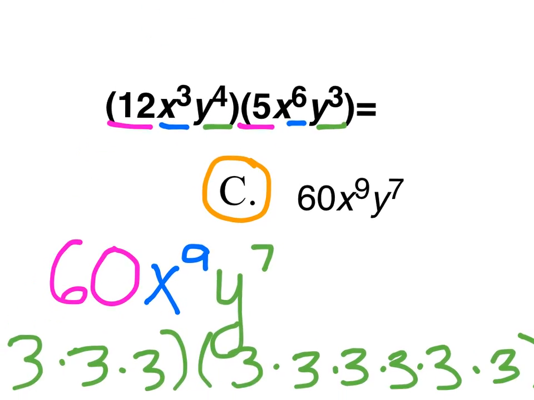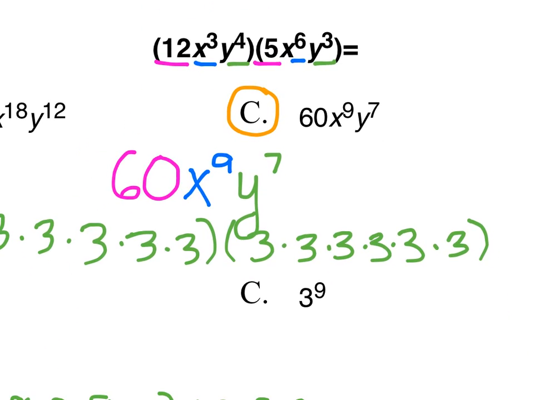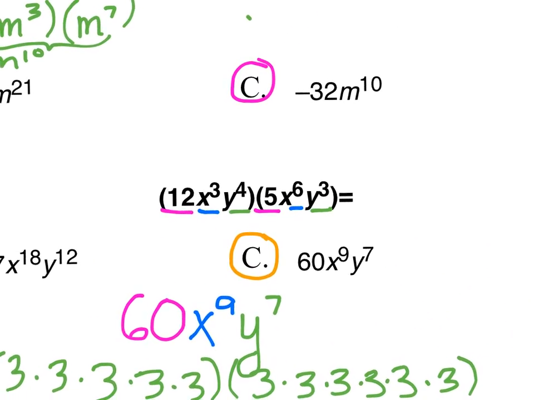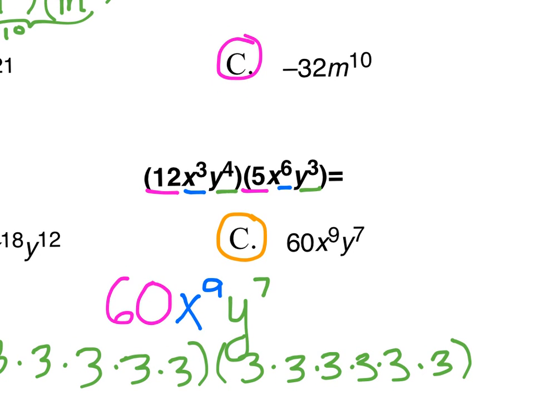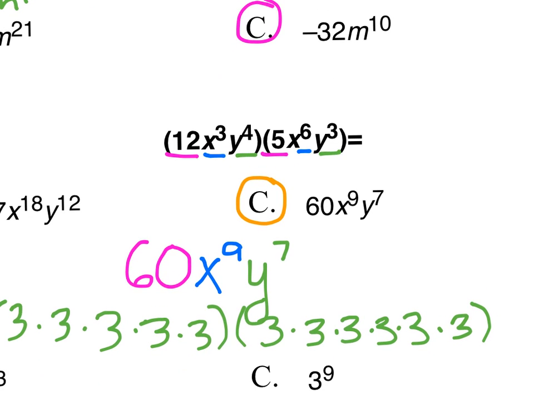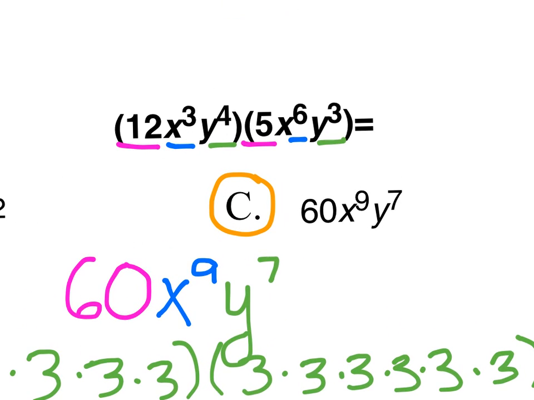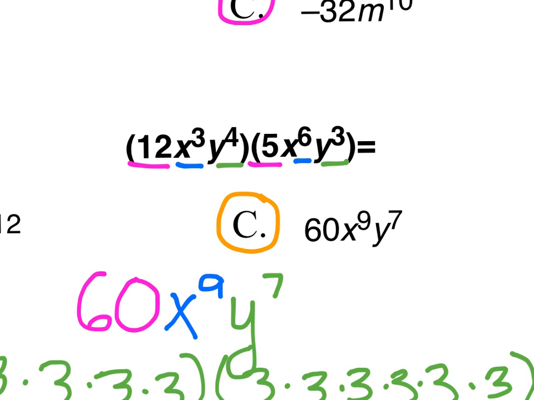The next question, here I have 12x to the 3rd power, y to the 4th, times 5x to the 6th, y to the 3rd. So I'm going to multiply my coefficients, and then I'm going to add my exponents because I have the same base of x, so 3 and 6 make 9, and I have the same base of y, so 4 and 3 make 7. So here, remember, when you have the same base, you add your exponents.